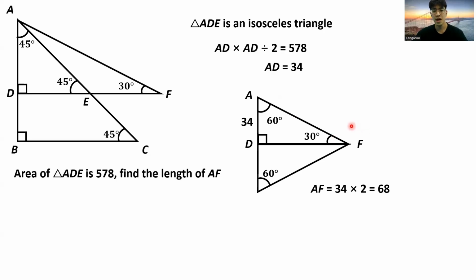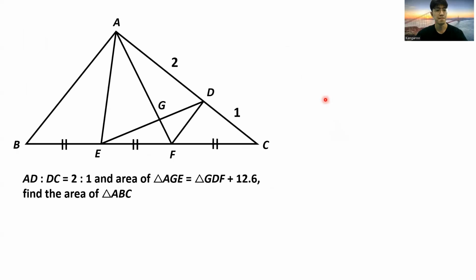Now, it is worth remembering that whenever you have a right angle triangle like this, with one angle 30 degrees and the other 60 degrees, the hypotenuse is always double the length of the sides corresponding to the 30 degrees angle. Now let us move on to the final question of the day.